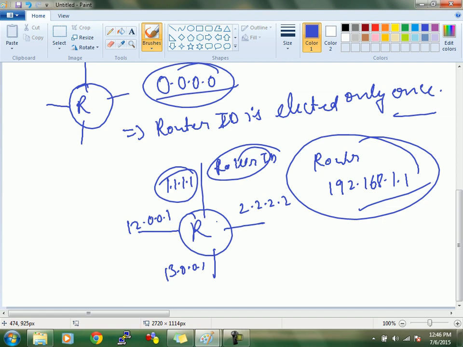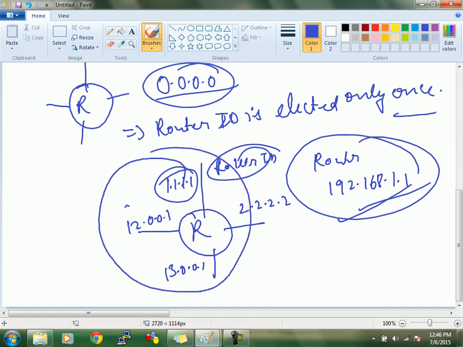But in this case, you cannot ping your router ID. In the other case, you can ping your router ID. This thing is clear? So it can be an existing IP address or not an existing IP address. It's your choice. Okay. One more piece of information: router ID can be a name also.